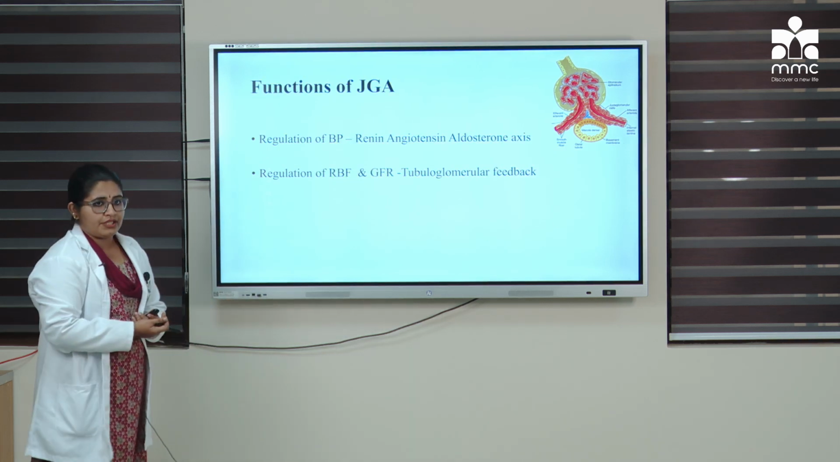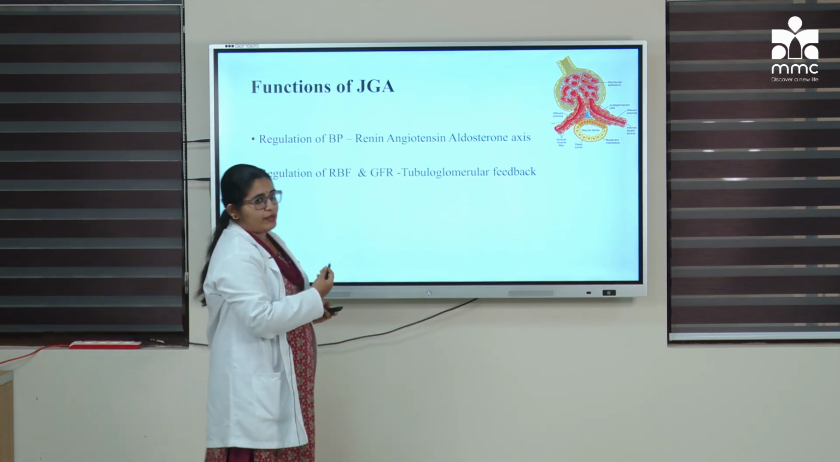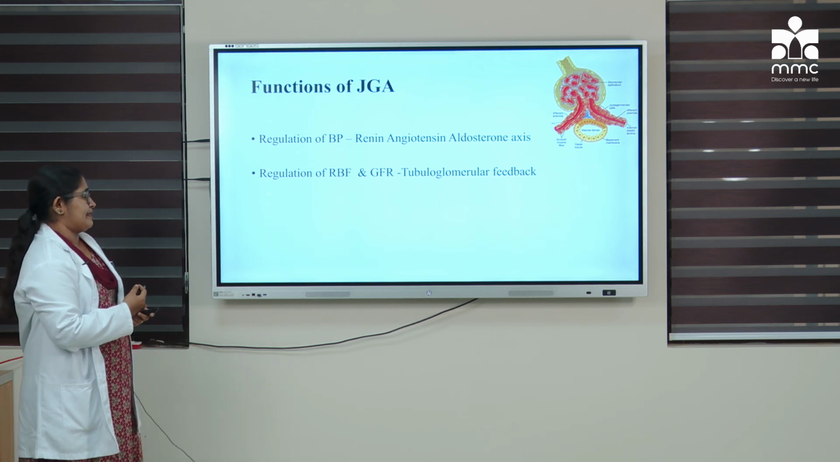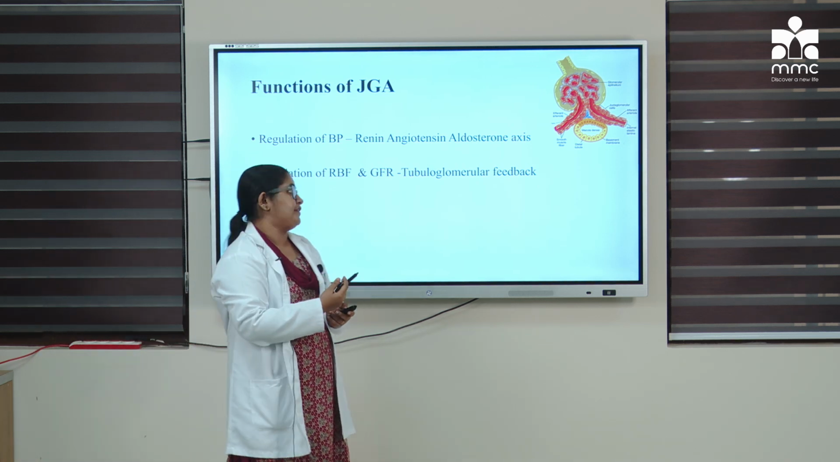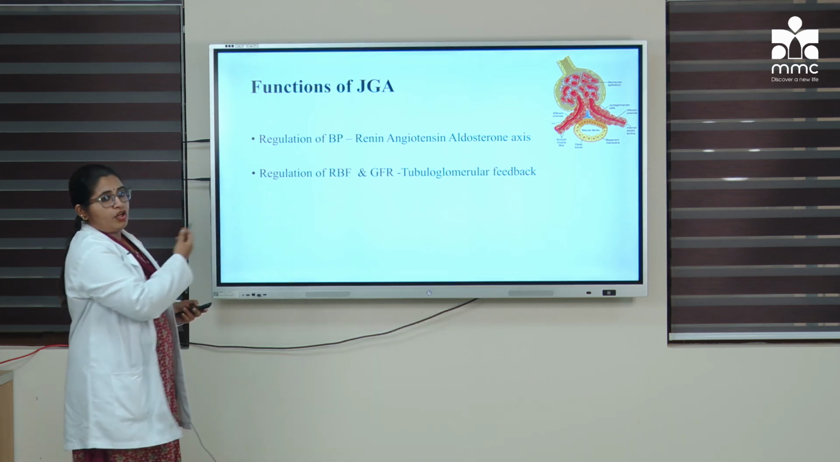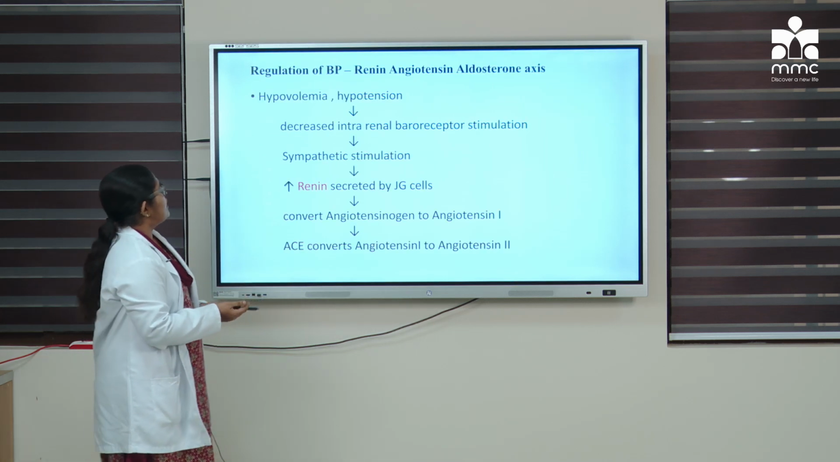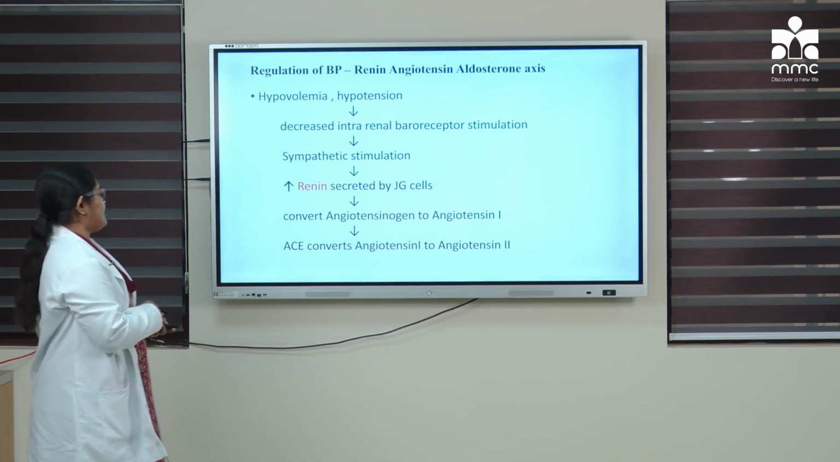Now, coming to the functions of the JG apparatus, there are two major functions. First, it helps in the regulation of blood pressure through the renin-angiotensin-aldosterone axis. Second, it also helps in the regulation of the renal blood flow and the glomerular filtration rate via the tubuloglomerular feedback. So, coming to the regulation of blood pressure via the renin-angiotensin-aldosterone axis.